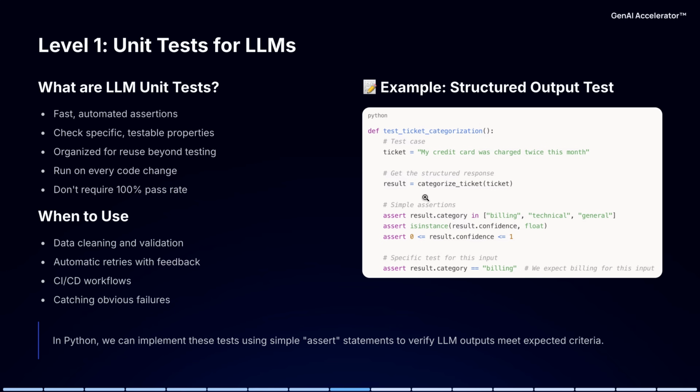We can now create a few assertions. First of all, we can check whether the category is in all of the categories that we have identified. Let's say we have 3 options: billing, technical, general. Let's first check if it's within this list. Now also let's assert that the confidence score that we also created with this is a float. And now let's also check whether that's between 0 and 1. These are all simple tests that we can create, and then we make it specific for this input, and we want to create a test where we say the result.category for this particular ticket should be billing.